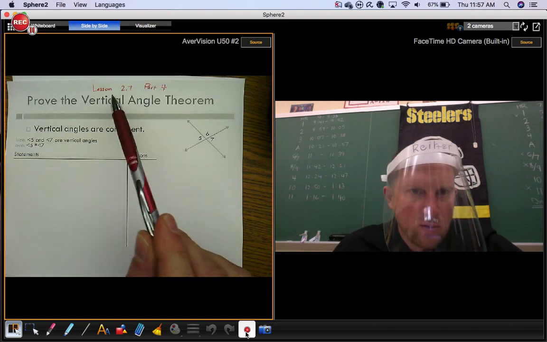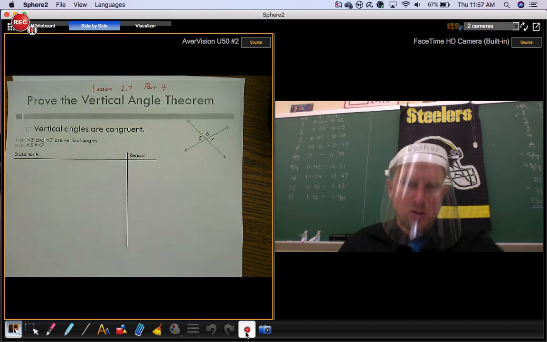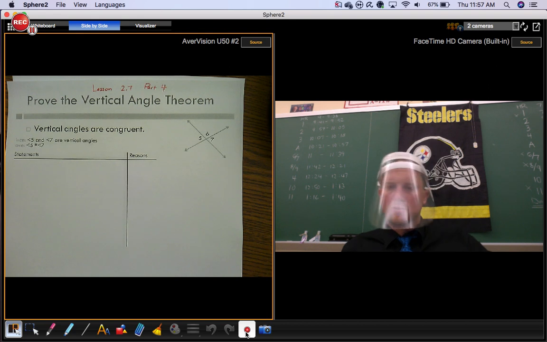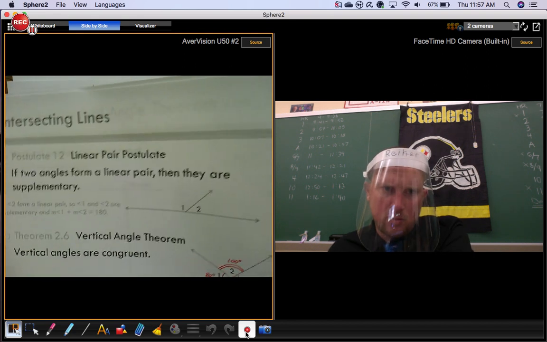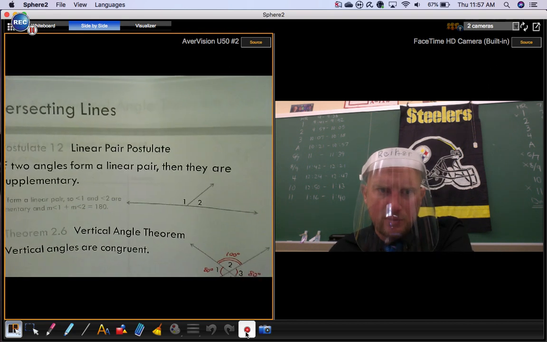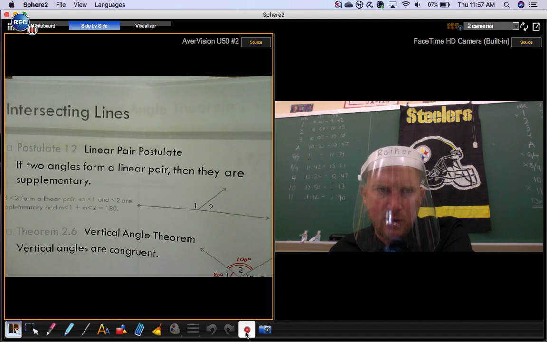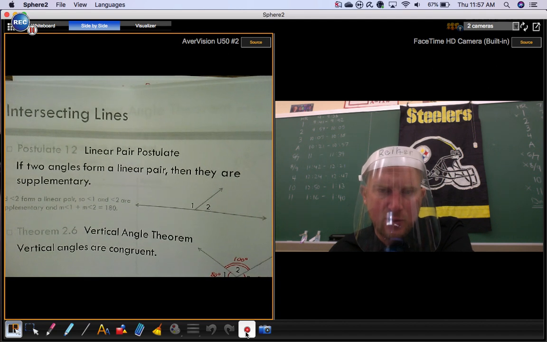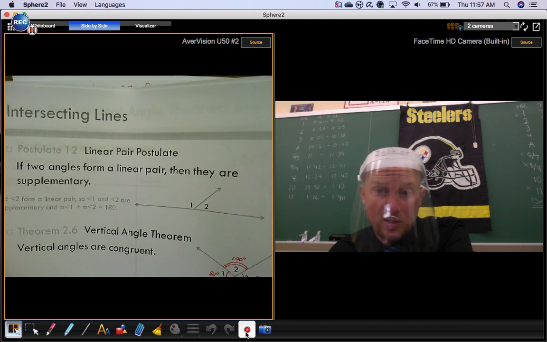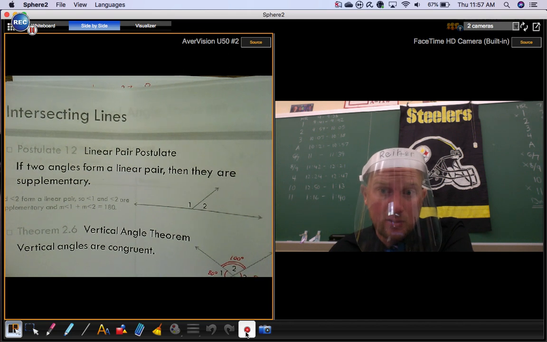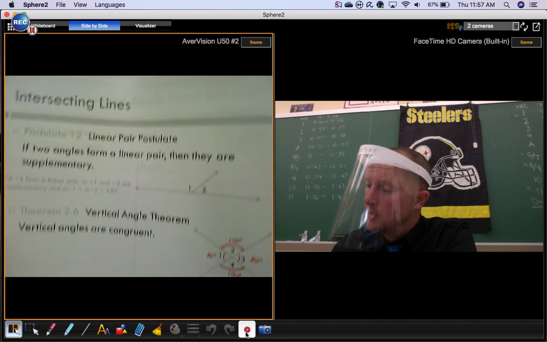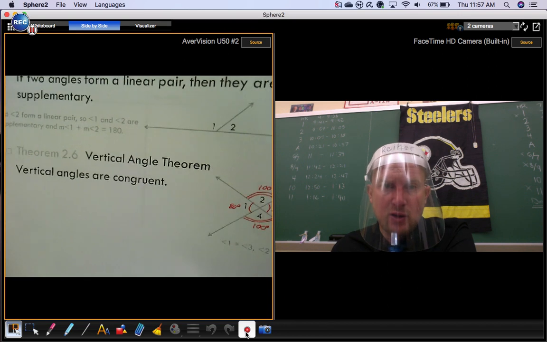This will be part 4 of lesson 2.7. Last time we talked about the linear pair postulate. If you notice that you have a linear pair, you can say that those two angles are supplementary, or you can say that their measures add up to 180. Either is acceptable. We also looked at the vertical angle theorem.